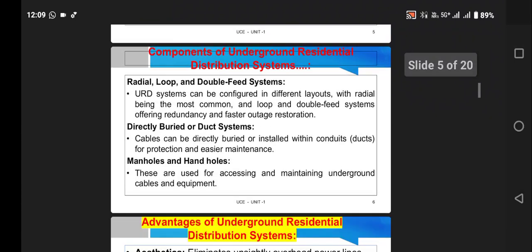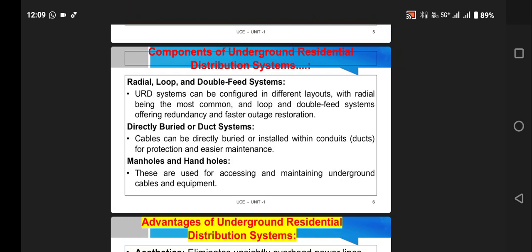And the next component is radial, loop, and double feed systems. Underground residential distribution systems can be configured in different layouts, with radial being the most commonly used one. Loop and double feed systems offer redundancy and faster outage restoration.